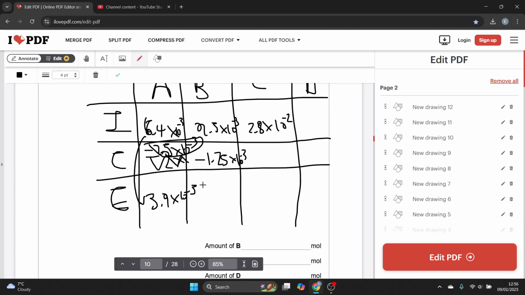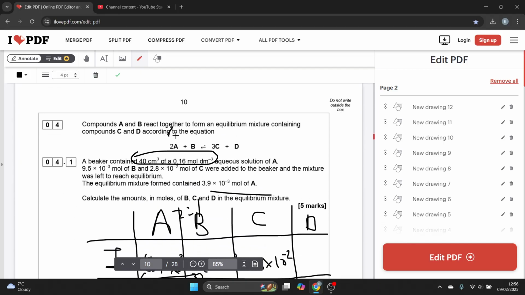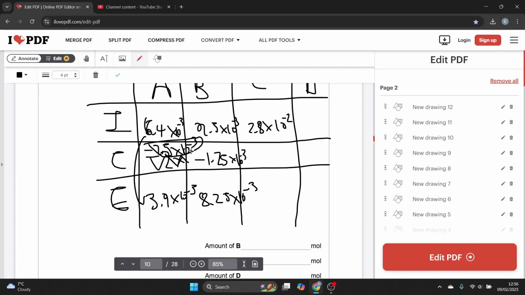So 9.5 times 10 to the power minus 3 minus 2.5 times 10 to the power minus 3 divided by 2 gives 8.25 times 10 to the power minus 3. And then here for C, well, that's a 2 to 3 mole ratio. So then I'm going to do 2.5 times 10 to the power minus 3 divided by 2 and then times by 3 and then do 2.8 times 10 to the power minus 2 plus that. And I get 0.0318.